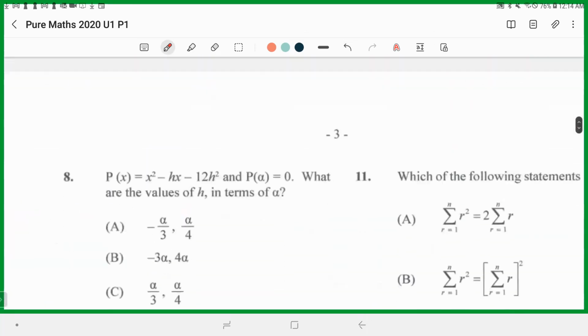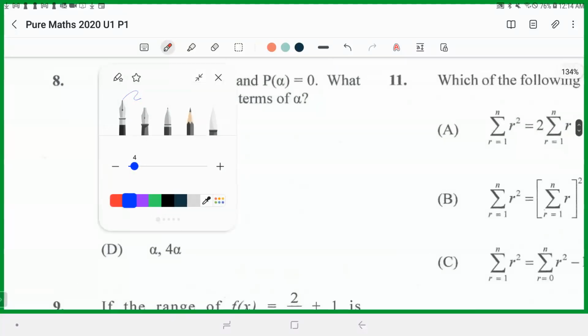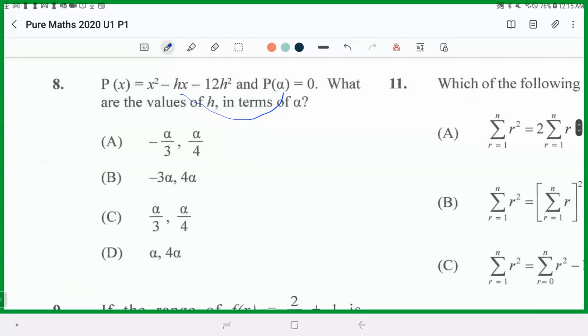Number 8 next. All right, so this one gives us this polynomial, it's a quadratic actually. And it says P of alpha is equal to 0. If P of alpha is equal to 0, it's basically saying alpha is a root. It asks what is the value of h in terms of alpha? So we're trying to find h. If P of alpha equals 0, then we can substitute alpha in for the x and then put the expression equals 0.